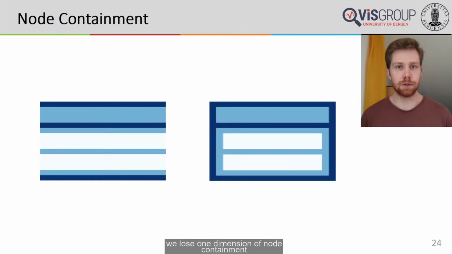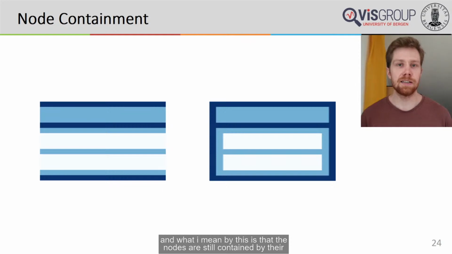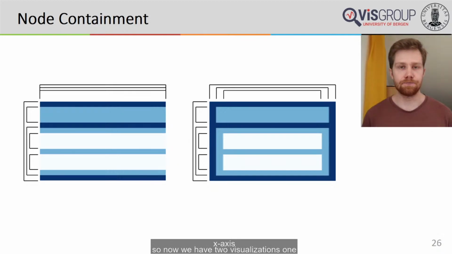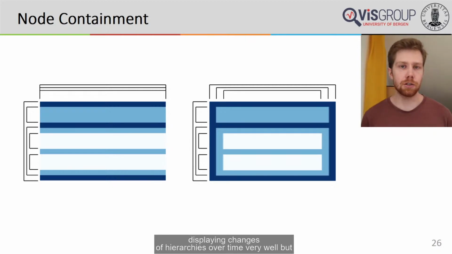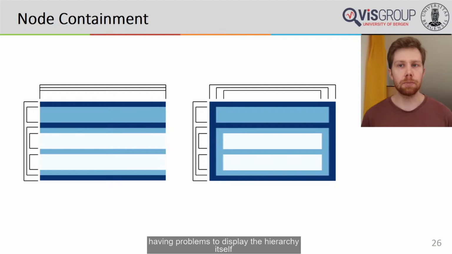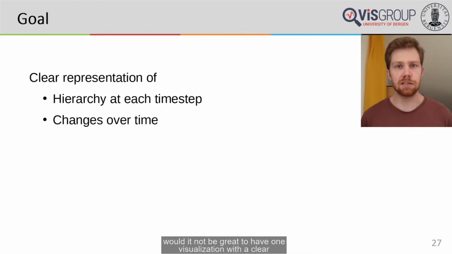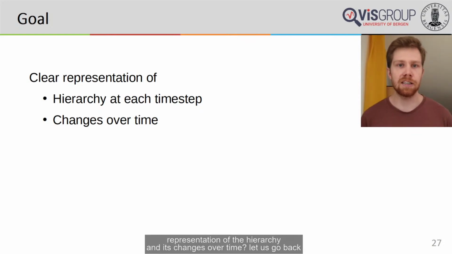The problem with nested stream graphs is that by connecting the hierarchies along the timeline, we lose one dimension of node containment. And what I mean by this is that the nodes are still contained by their parents along the y-axis, but not along the x-axis. So now we have 2 visualizations, one displaying changes of hierarchies over time very well, but having problems to display the hierarchy itself, and the other displaying hierarchies but having problems displaying their changes. Would it not be great to have one visualization with a clear representation of the hierarchy and its changes over time?